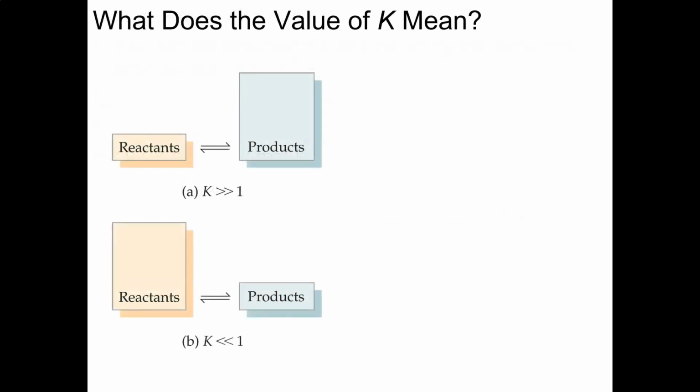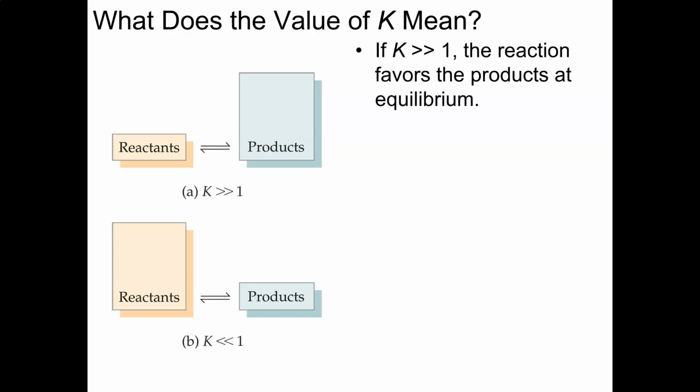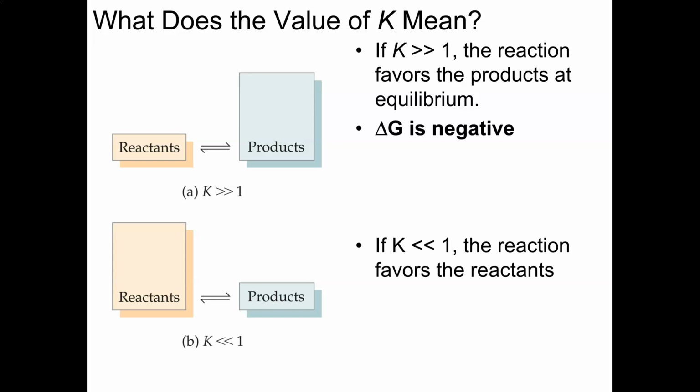All right, so what does the value of K mean? The bigger it is, the more it favors products. So if it's greater than 1, you're favoring products. And it's a mathematical thing. Because remember, your K expression is products over reactants. So if your value is greater than 1, that means you have more products than reactants, which implies you're favoring the products, right? If your K is less than 1, you're favoring the reactants, which means reactants want to go forward. And your G is negative, of course, if your K is greater than 1. If your K is less than 1, the reaction favors the reactants, and your G is positive.